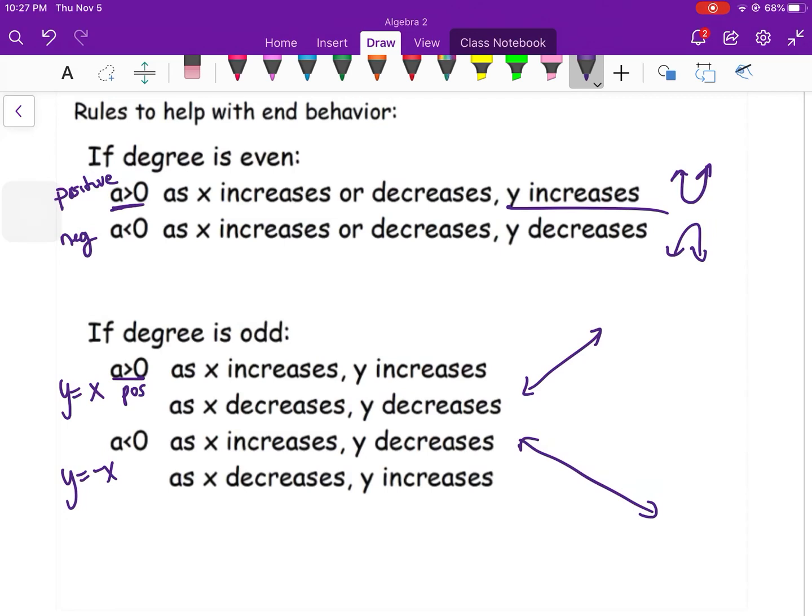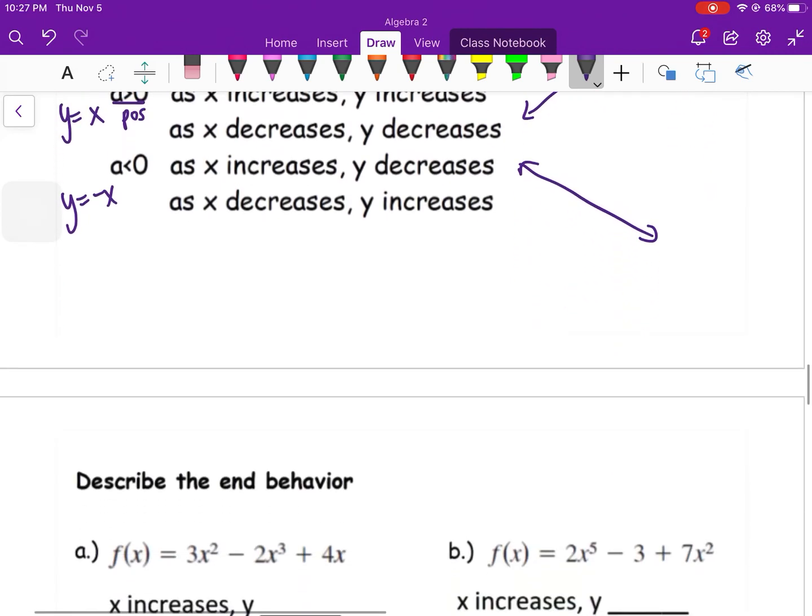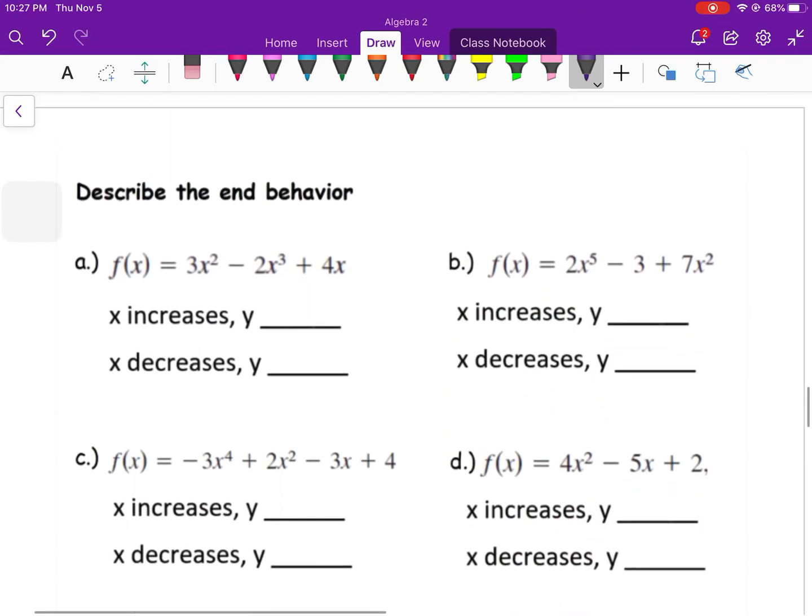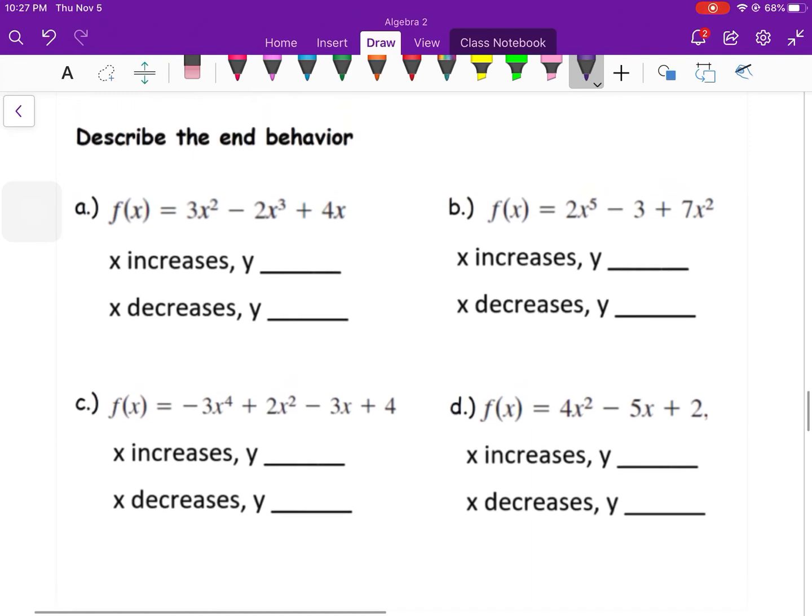So these rules will help you with end behavior. I do expect you to know these. It does take a little bit of practice before you fully understand this concept. So do your best. Let's try a couple.